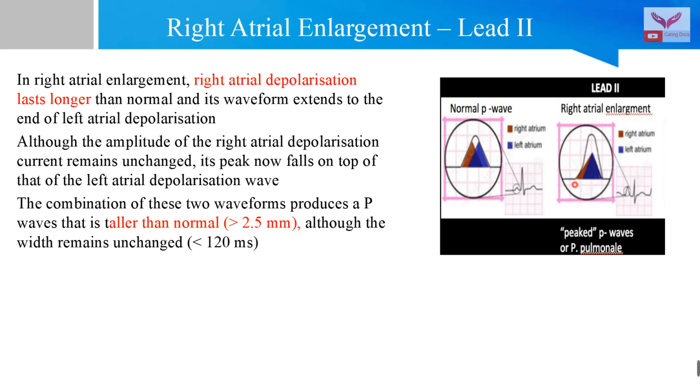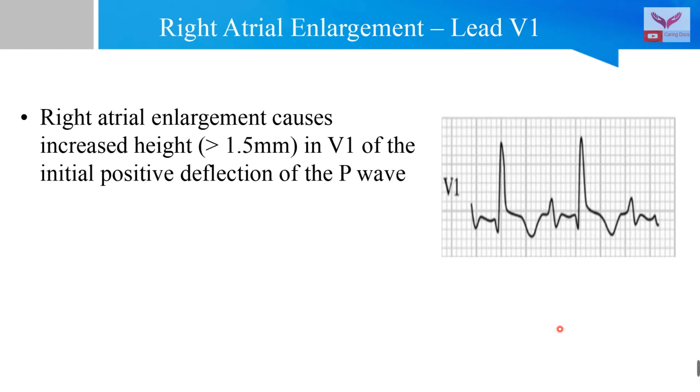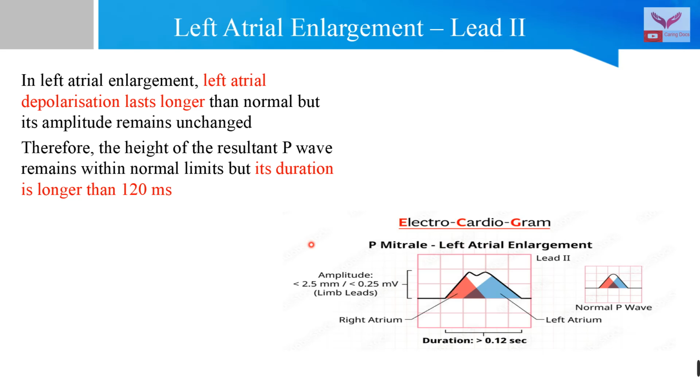It should be less than 3 small squares. Its amplitude increases, and it is more than 2.5 mm, means more than 2.5 small squares. This is the right atrial enlargement P wave. It is also called P pulmonale. In lead V1, in right atrial enlargement, there is again tall amplitude of the P wave, but it is more than 1.5 mm. We usually know that it is less than 1.5 mm in lead V1 for the P wave, but when it is more than 1.5 mm, then it is suggestive of right atrial enlargement.